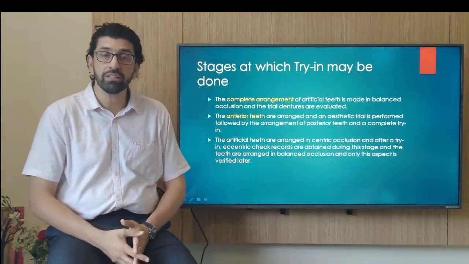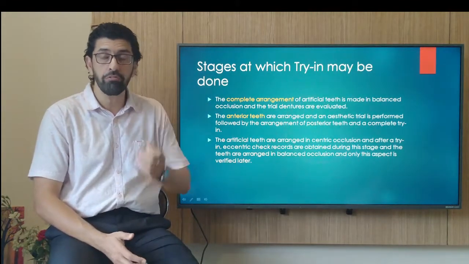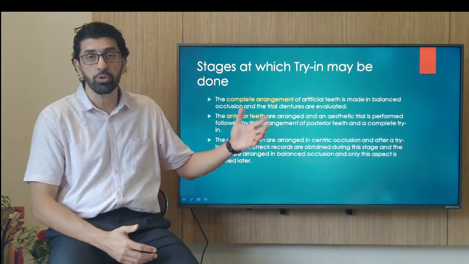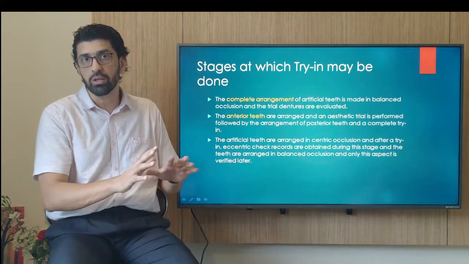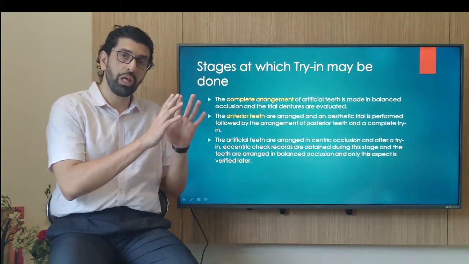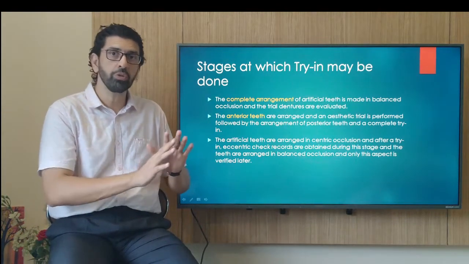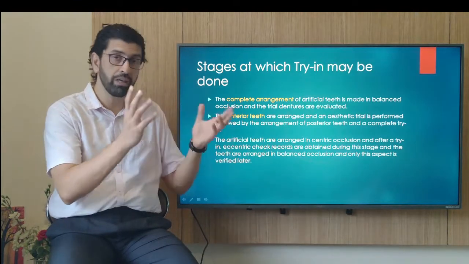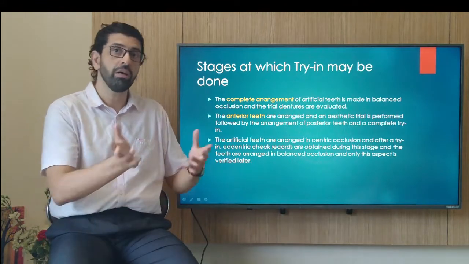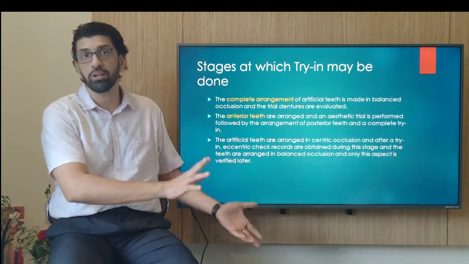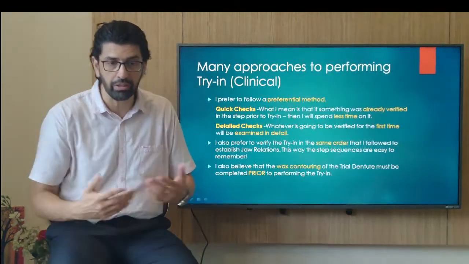So, stages at which the try-in may be done. Now different people would have different ideas as to when the try-in should be done, and that's absolutely fine. There are different places at which you can do it. Some people like to do the complete denture teeth arrangement, and then do the try-in in one shot. Some people like to do the anterior try-in and then complete the posterior try-in at a different stage. Some people like to do the centric occlusion try-in first, that is the try-in where the teeth are in centric occlusion, and then obtain the lateral records, protrusive records, and then perfect it to a balanced occlusion, then go for a final try-in. So there are different ways in which people like to look at this issue.